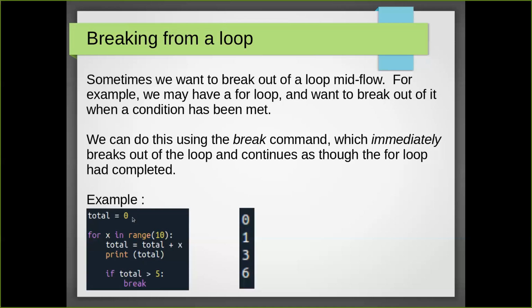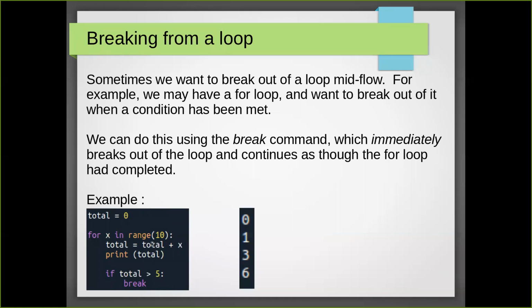So the first time around, total is 0 and x is 0 as we go into the loop. So total, which is 0, will be total plus 0. So 0 plus 0 is 0. So print 0. Is the total greater than 5? No, it's not. Back around again. This time x is now 1. Total, which is currently 0, equals total, which is currently 0, plus x, which is now 1. So 0 plus 1 is 1. Print 1. If it's greater than 5, which it's not, then break. So we're going to go around again.